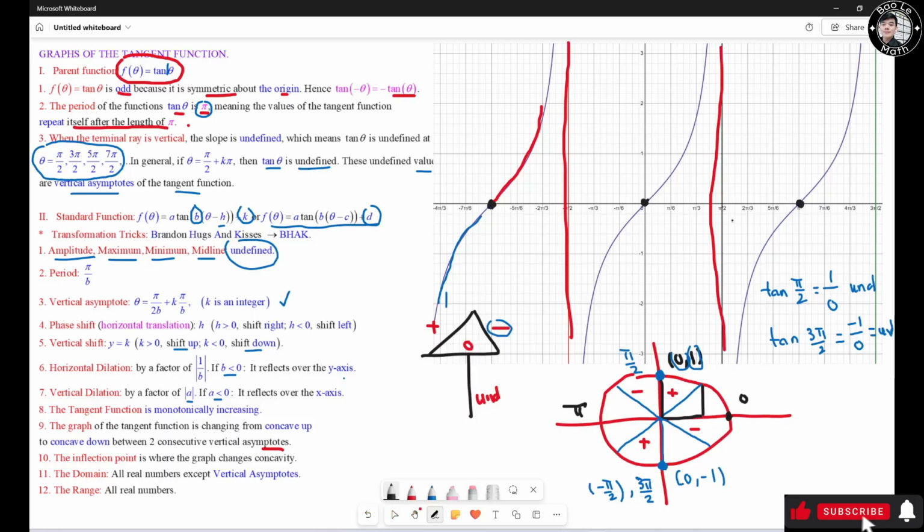and right here. The domain of the tangent function is all real numbers except the vertical asymptotes, so you need to exclude the vertical asymptotes. The range of the tangent function is all real numbers. Now we're going to learn how to graph the tangent function.